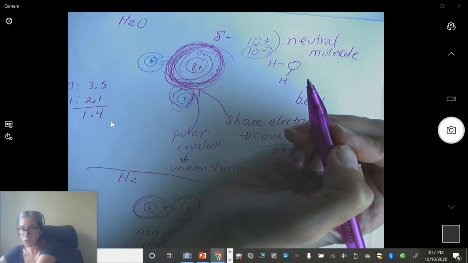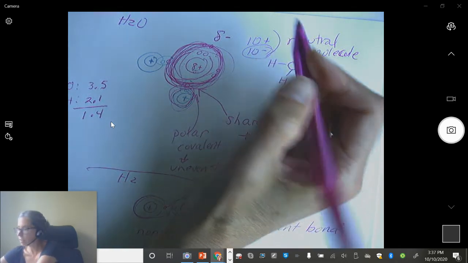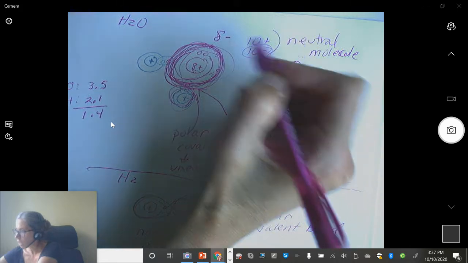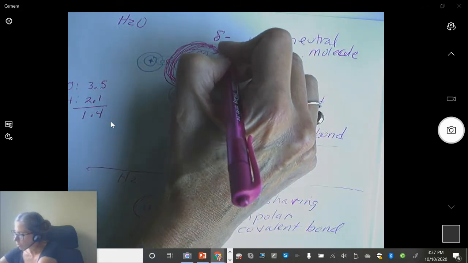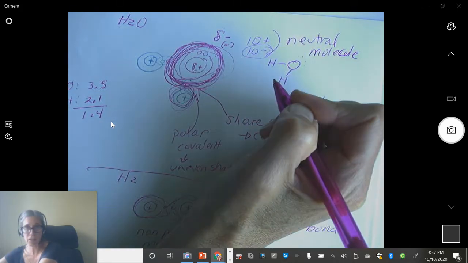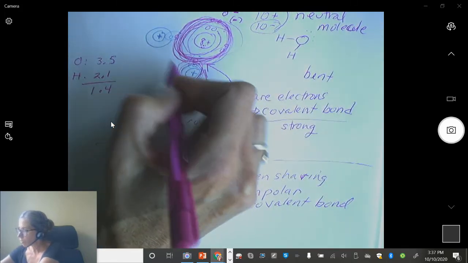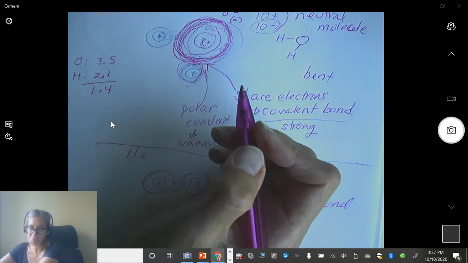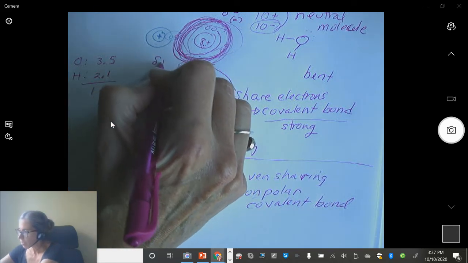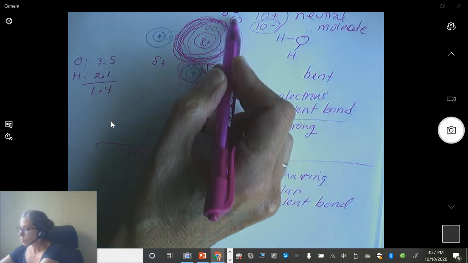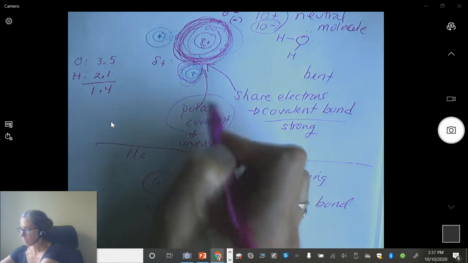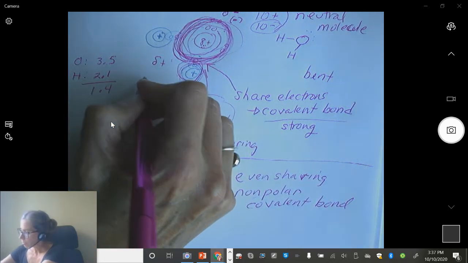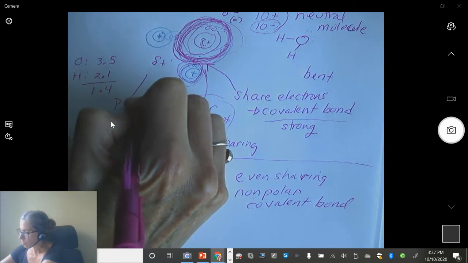It's not an entire proton or entire electron. It's a partial charge. I might draw it like that, or with parentheses around it. It means partial. Over here, these protons are left without electrons more often than not. Not always, but often. So that's got a partial positive charge. So water ends up not only having polar bonds, but being a polar molecule.